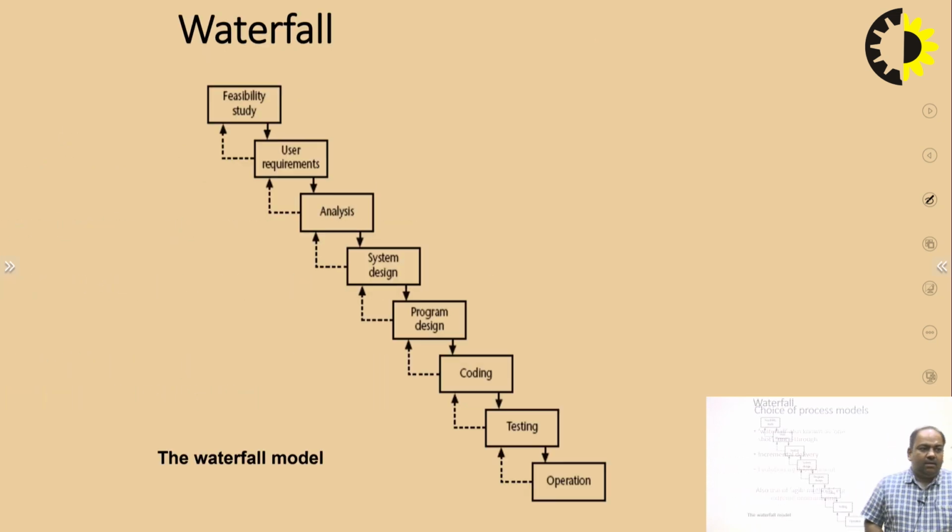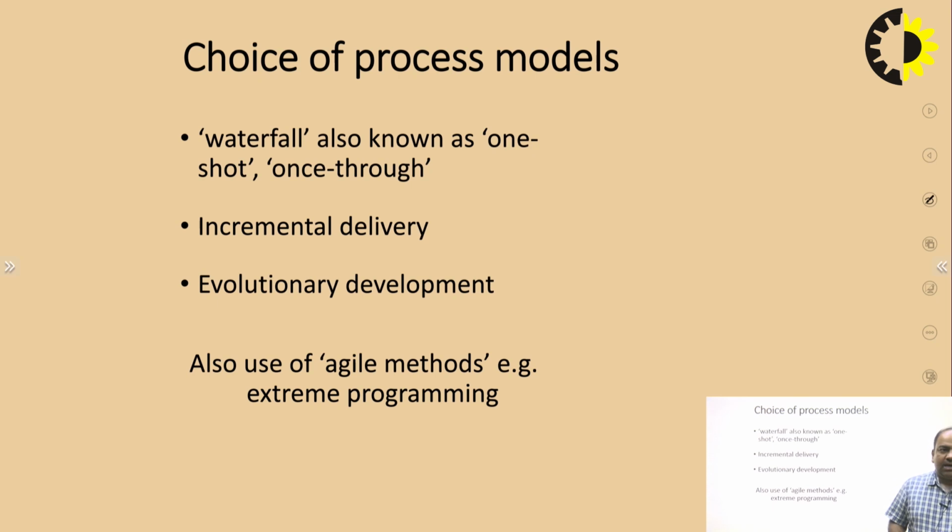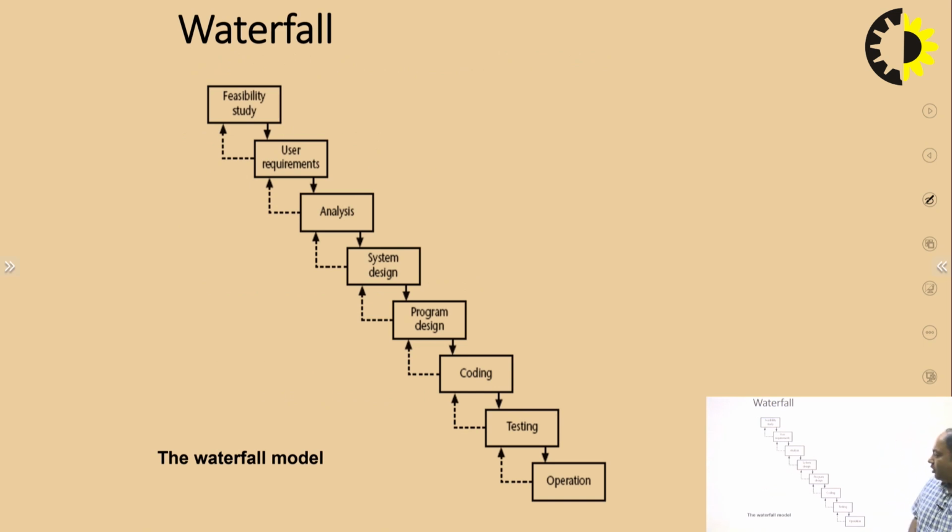The main categories of process models are, one is waterfall, which is also known as one shot or once through. Okay, the other is incremental. All these categories I will discuss in the preceding slides: incremental delivery, evolutionary development, and use of agile method, or we can say in other words extreme programming. So I will start with the waterfall model.